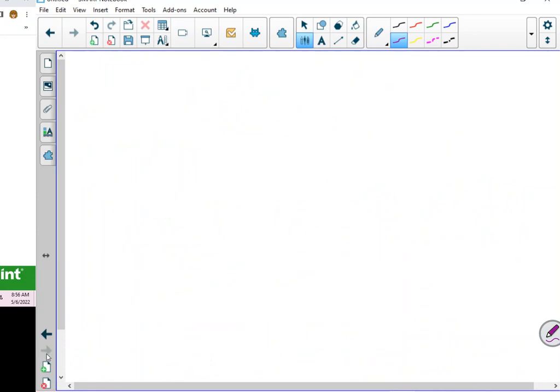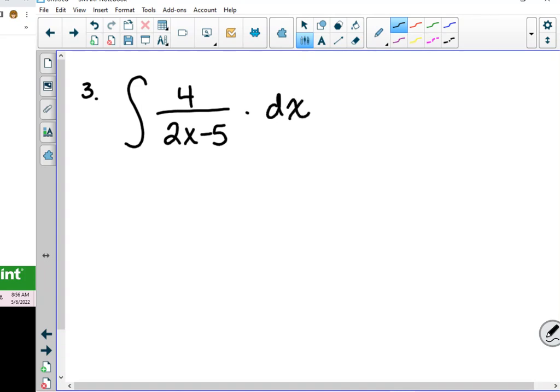All right, so let's do one more. You kind of know it's going to be the special natural log, so it's not a big scary thing. I'm actually going to do one more slightly weird thing here. So let's do 4 over 2x minus 5 times dx. Let's see if we can find the antiderivative for that.